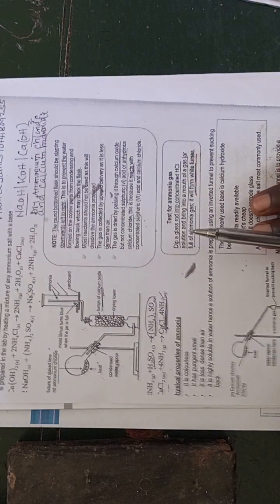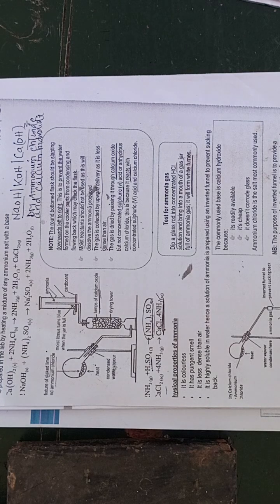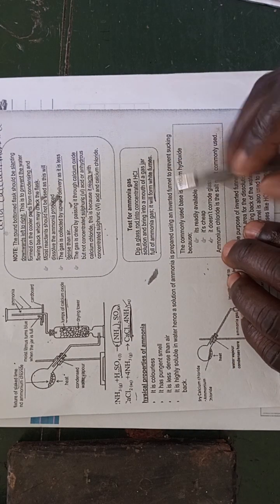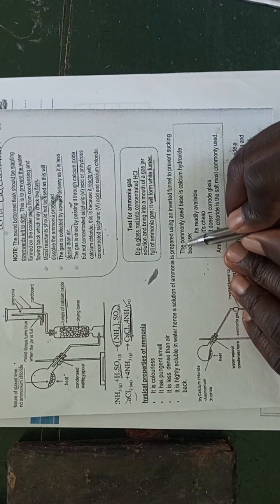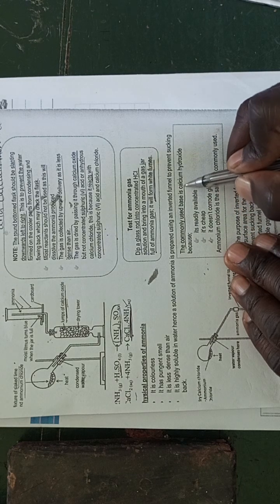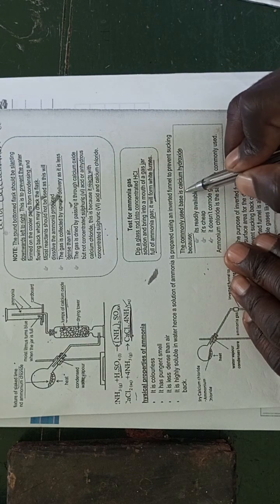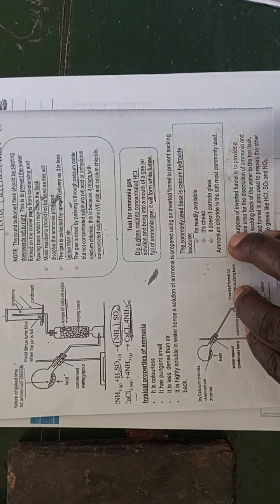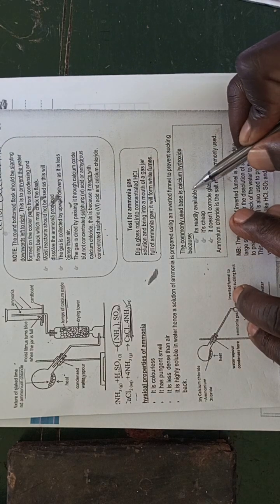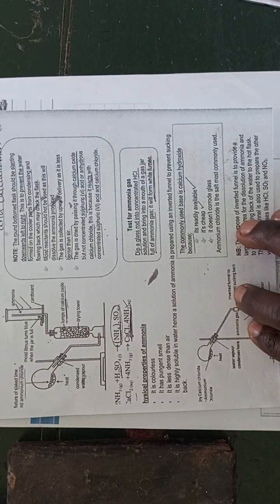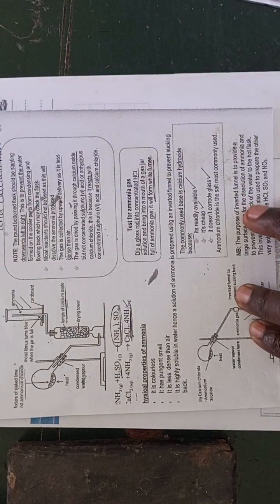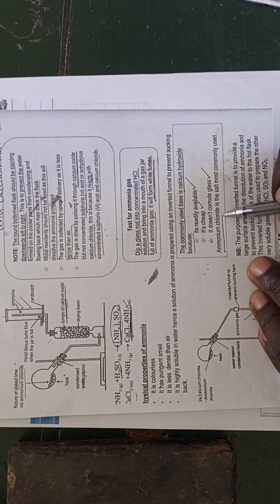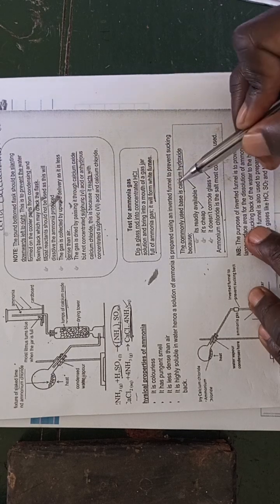Now, what are the physical properties of ammonia? Before we come to the physical properties of ammonia, we said that ammonium chloride is reacted with calcium hydroxide. Why is calcium hydroxide being used? Calcium hydroxide is commonly used because it is readily available, it is cheap, and it does not corrode the glass. Simple. Ammonium chloride is the salt commonly used in this case with calcium hydroxide.